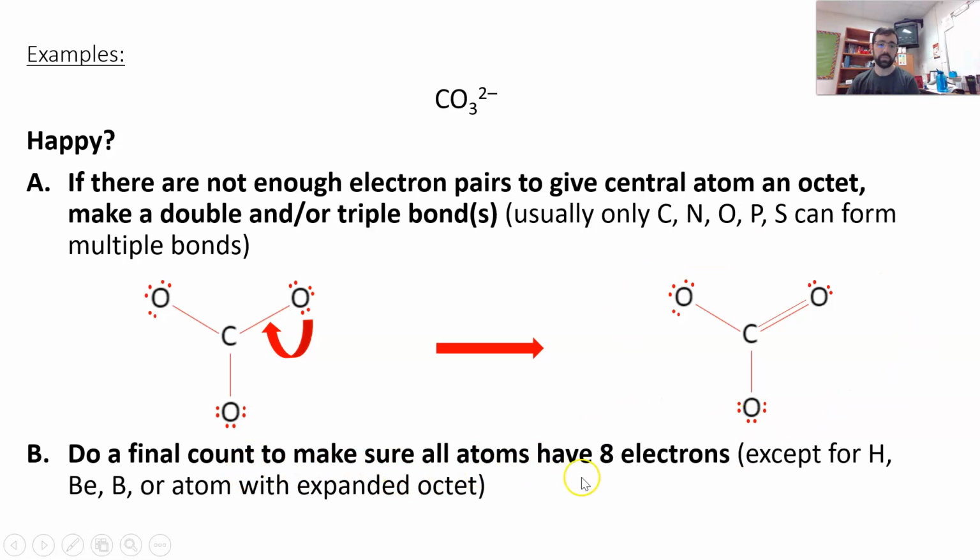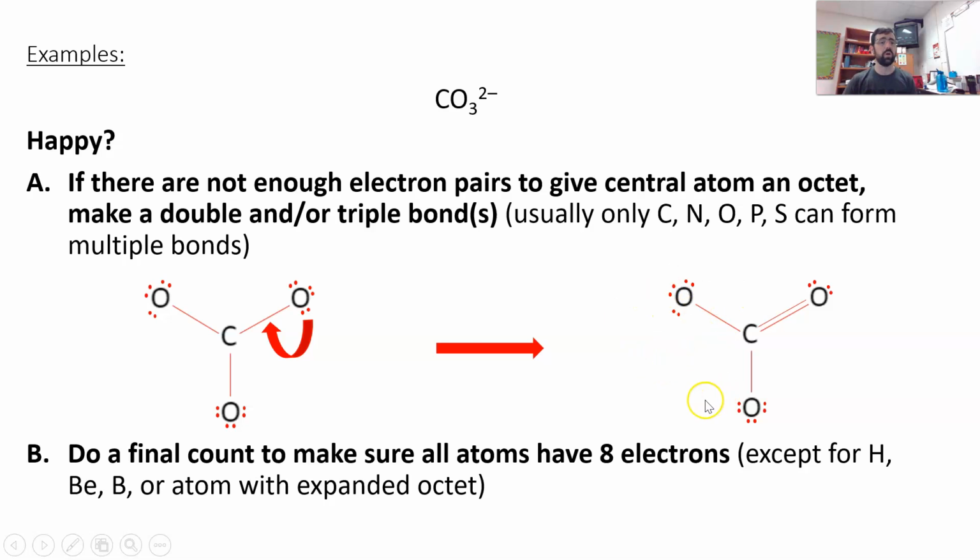We do a final count to make sure all the atoms have 8 valence electrons. So 2, 4, 6, 8 around carbon, which is why we did that. 2, 4, 6, 8 around this oxygen, 2, 4, 6, 8 around this oxygen. I've got 2, 4, 6, 8 around this oxygen.